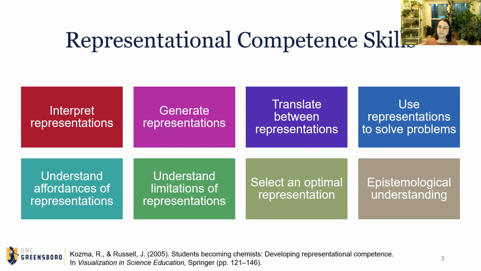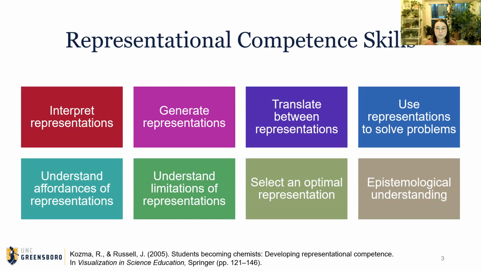So how do Kozma and Russell define representational competence? Representational competence is a set of skills and practices that allow a person to reflectively use a variety of representations, singly and together, to think about, communicate, and act on chemical phenomena. So that's the official definition according to Kozma and Russell. And the critical part of this definition is that representational competence is a set of skills that enables the use of representations. And I briefly summarize this set of skills on my slide right here.